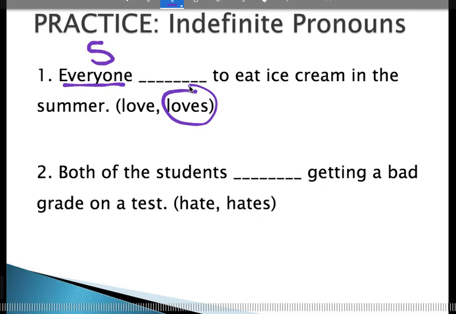Number 2, both of the students hate or hates getting a bad grade on a test. We're talking about both of these students. So both of them means it's plural. So we need the verb that does not have the S, hate. And again, if you read these out loud, you'll hear the correct answer. So both of the students hate getting a bad grade on a test.